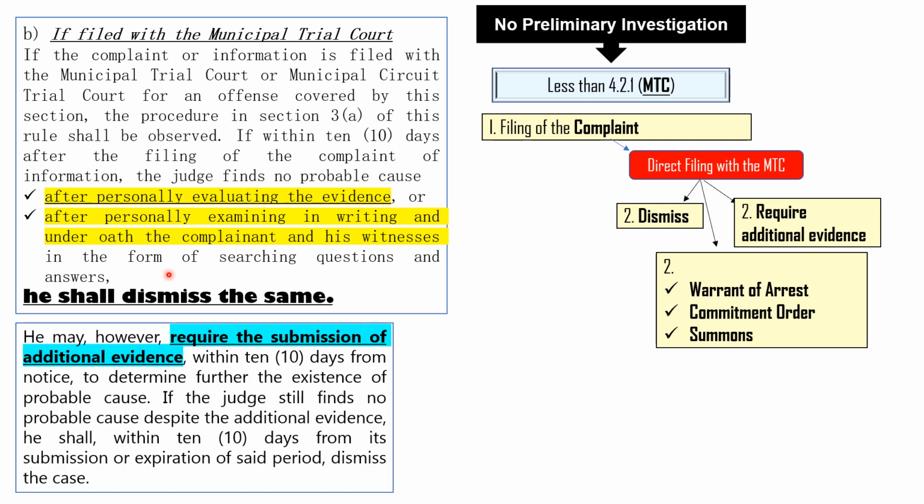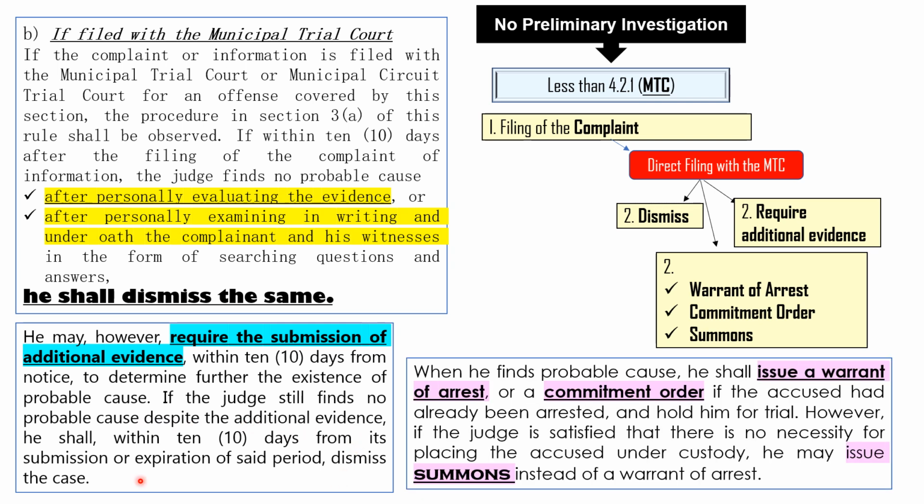Take note, the judge can also require the submission of additional evidence within 10 days from notice to determine further the existence of probable cause. If the judge still finds no probable cause despite the additional evidence, then he can dismiss the case.